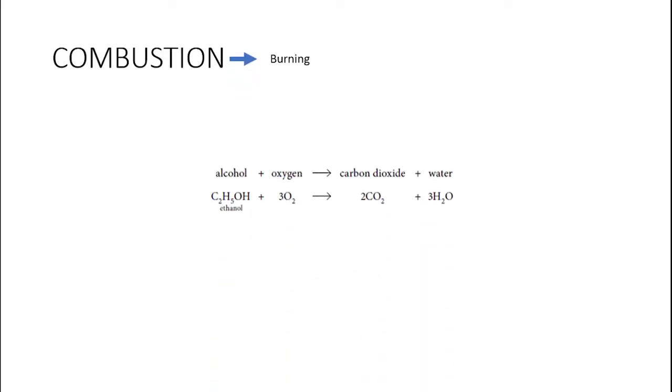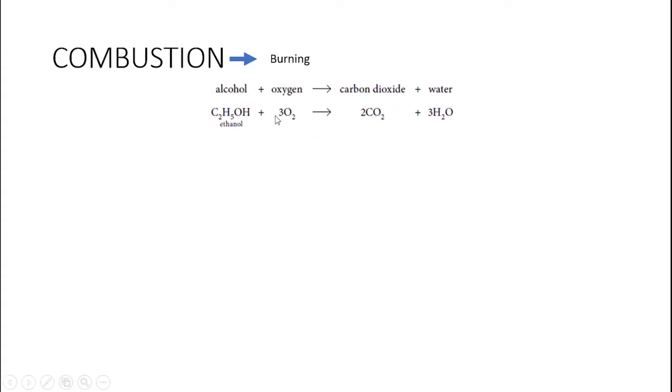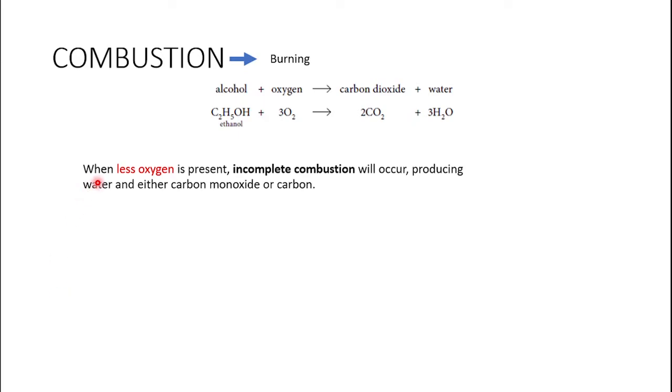Now we're going to talk about combustion. Combustion means burning. It burns, and this is the equation. It's just alcohol reacting with oxygen, forming carbon dioxide and water. Now, see that when less oxygen is present, an incomplete combustion will occur, producing water and either carbon monoxide or carbon. The carbon here is only mono, not like this. This is dioxide, which has 2 oxygens. This one only has 1 oxygen because the oxygen is less in this reaction.